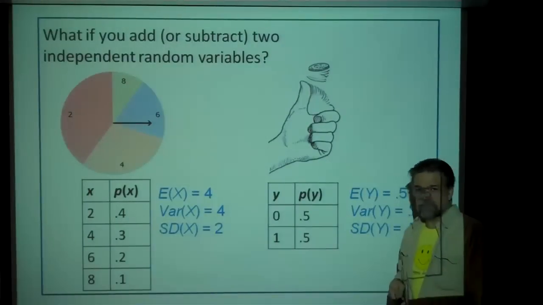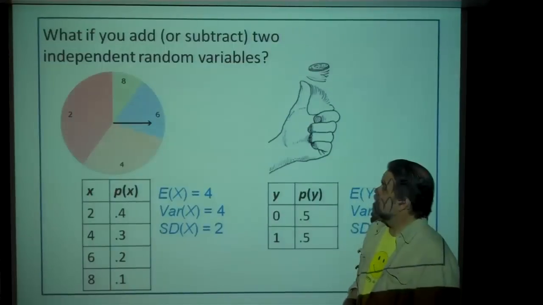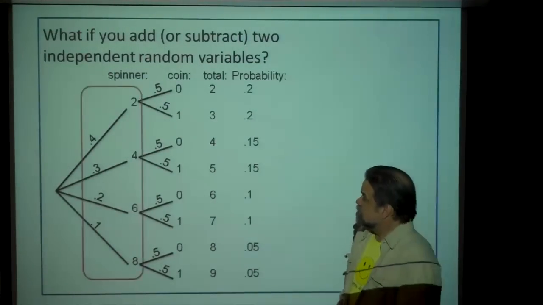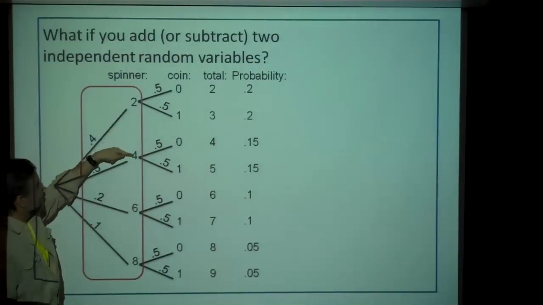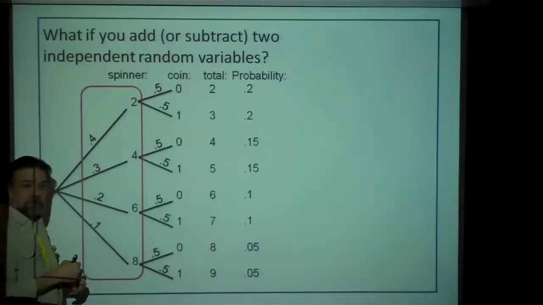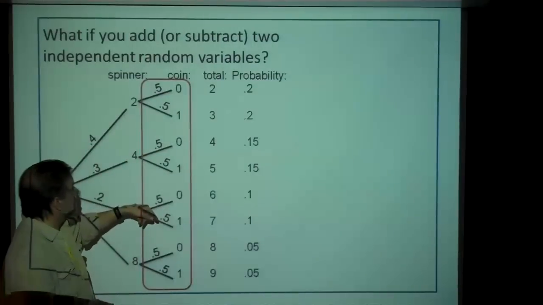Okay? Now, I'm going to take this thing and I'm going to add it to this thing, and this is what it's going to look like. Here's our nice little tree here. You can see here's the spinner. Here are the possible values on the spinner, and you get 0.4, 0.3, 0.2, 0.1. Those are the probabilities associated with it. Then after you spin the spinner, you flip the coin, and here are the associated probabilities with the coin.